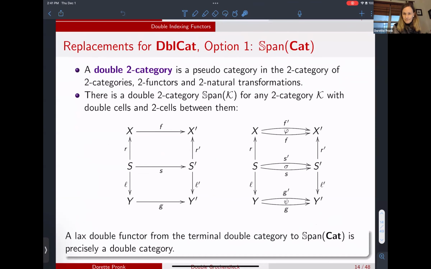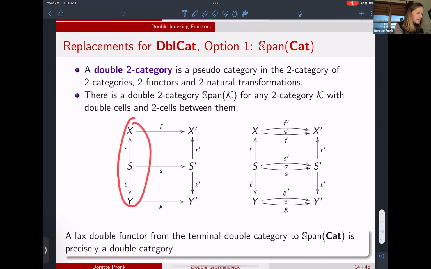Option number one is to use SpanCat, which is a double two category. It's a pseudo category in the two category of categories, functors and natural transformations. The arrows, that is the horizontal parts, are just the arrows in K. If we do it for Span K, it's slightly more general, because I need a couple of times not just SpanCat but some span of other things.